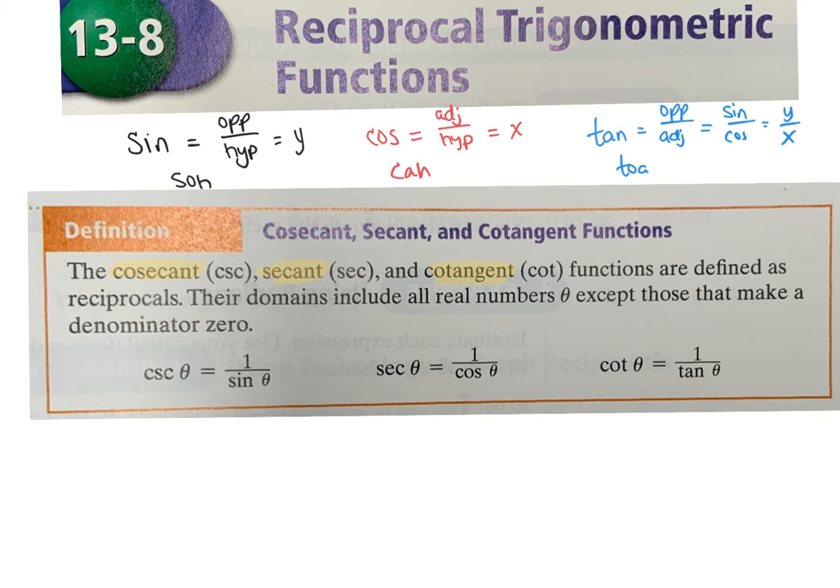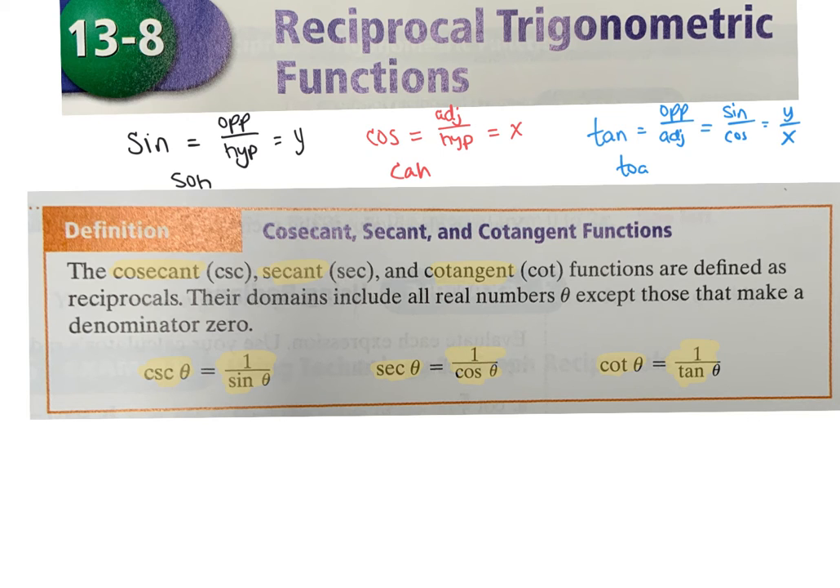Cotangent is the most intuitive, meaning cotangent is the reciprocal of my tangent. The other two are exactly opposite of what you would think, I promise. The cosecant function is the reciprocal of your sine, and the secant function is the reciprocal of your cosine. So those are the three we're going to deal with today.